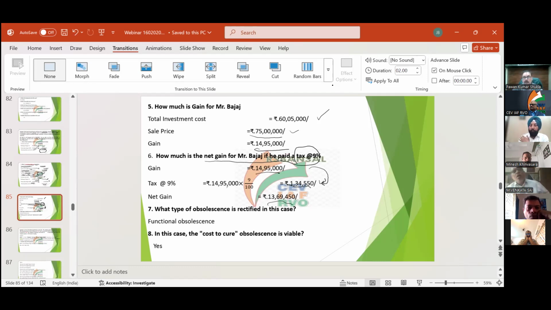So what type of obsolescence is rectified in this case? This is functional obsolescence. In this case, cost to cure obsolescence is viable. Yes, it is viable because after doing cost to cure, he was able to sell it for a gain of 14 lakh 95,000. So we will say that cost to cure obsolescence is viable.